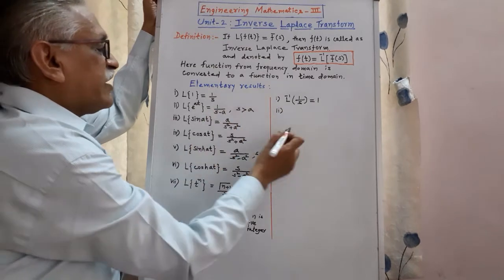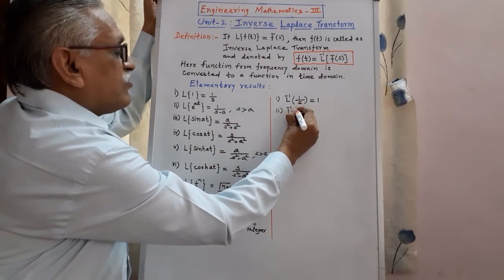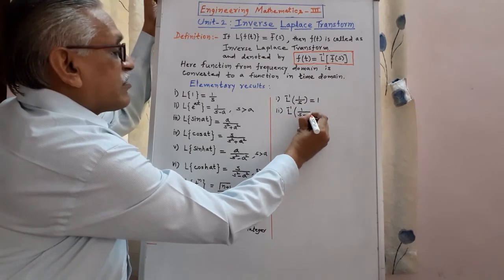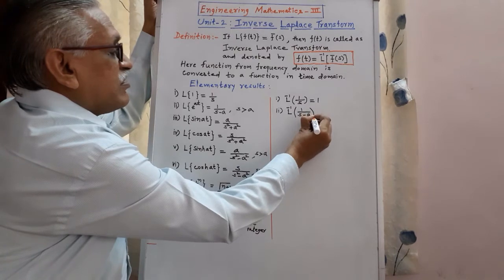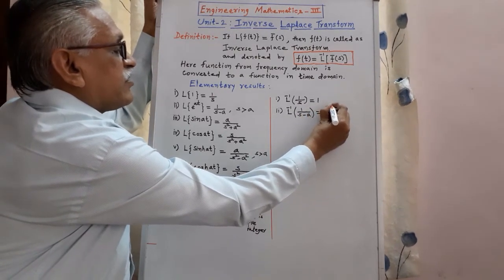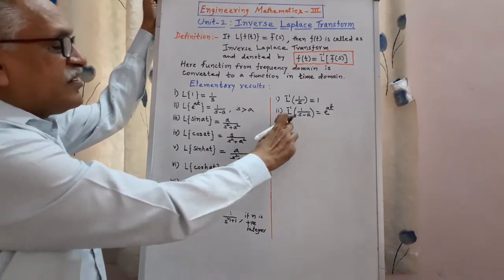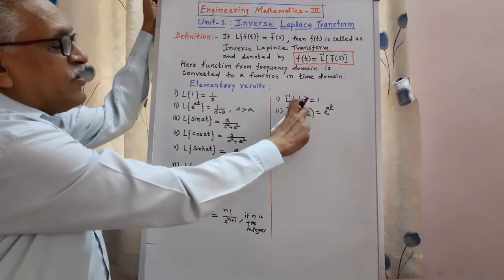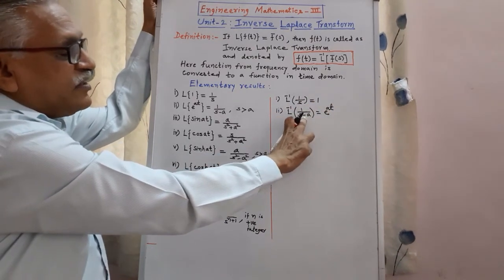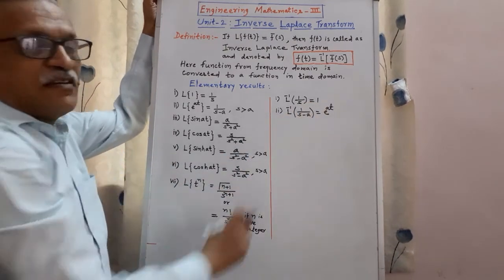Transferring this to the right hand side, we get inverse Laplace of 1 upon s minus a as e raised to at. And similarly we have another result, inverse of 1 upon s plus a is e raised to minus at. When it is minus here, we get plus at, and if here it is plus a, we get minus at.